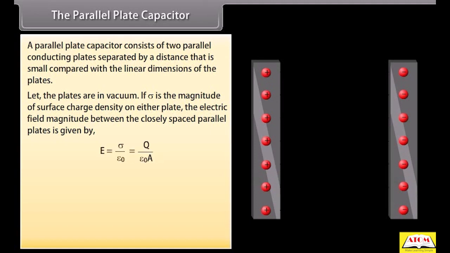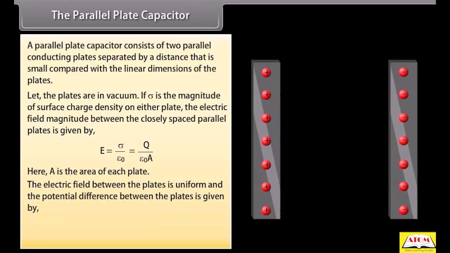parallel plates is equal to sigma upon epsilon naught, but sigma is equal to Q by A. Put the value of sigma in the above equation. We get E is equal to Q divided by epsilon naught A. Here, A is the area of each plate.